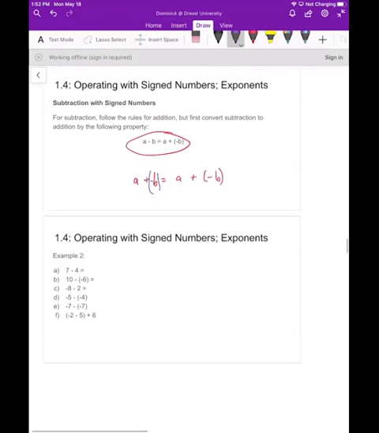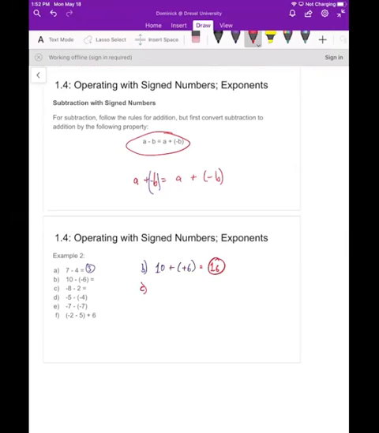All right, so let's take a look. If it's just 7 minus 4, that's easy, that's 3. But if you have 10 minus a negative 6, like we do in part B, if you add a line and change the sign, you have now 10 plus 6, so that's 16.